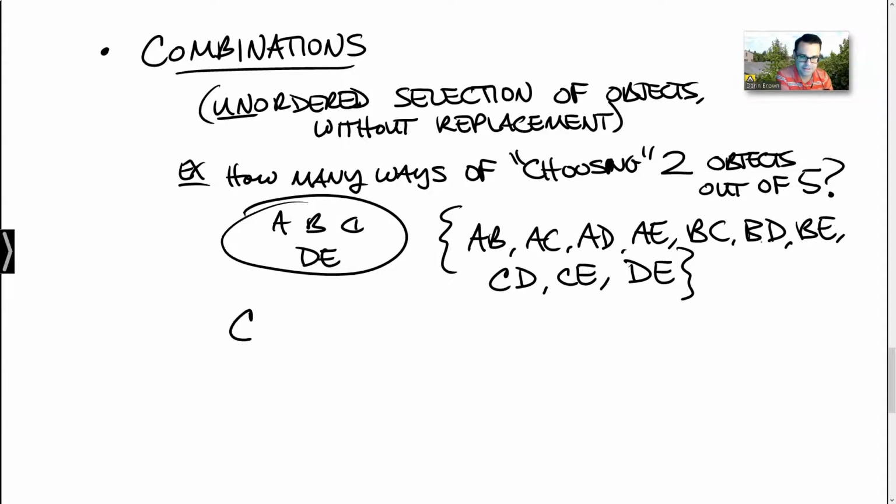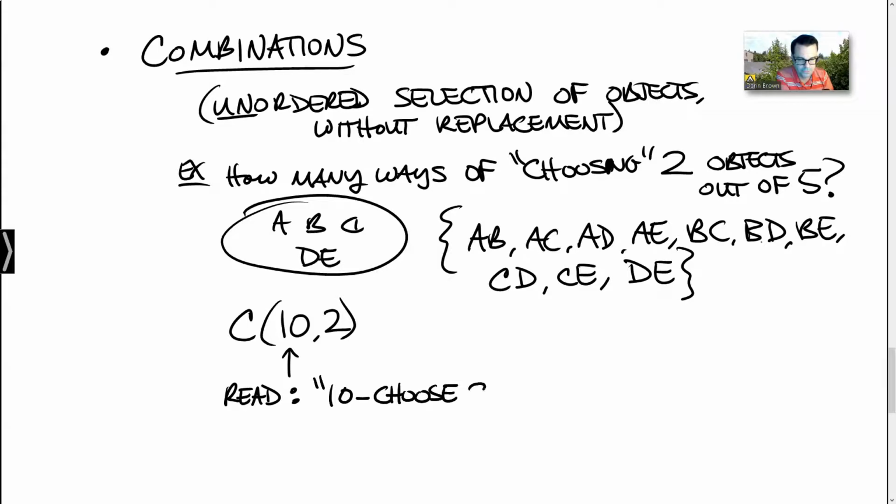So we would say that C for combination. So we read this as 5 choose 2 is equal to 10. Okay.